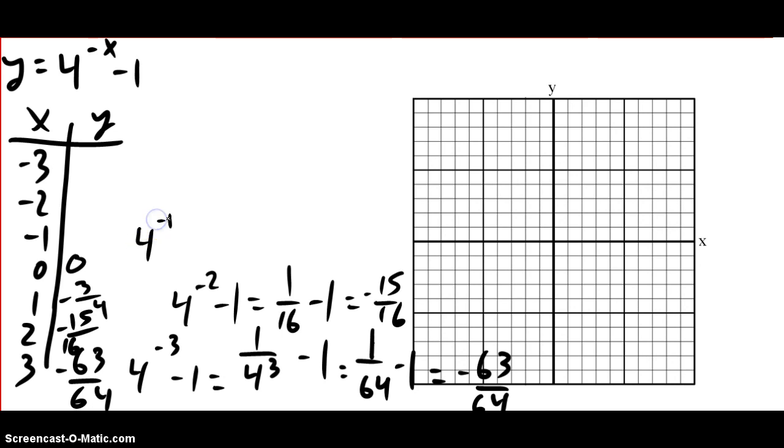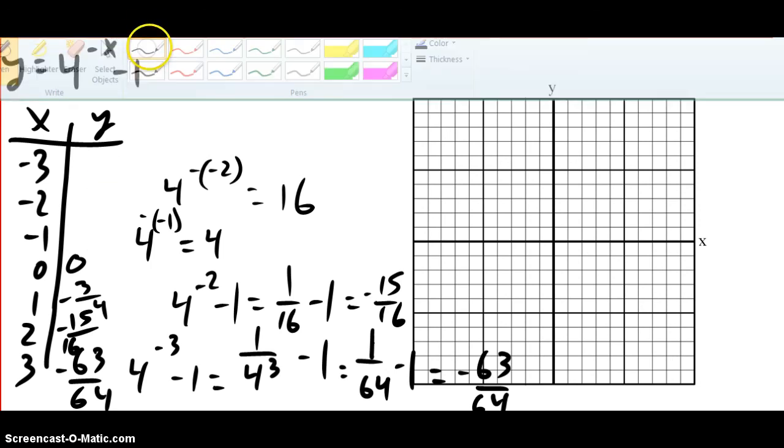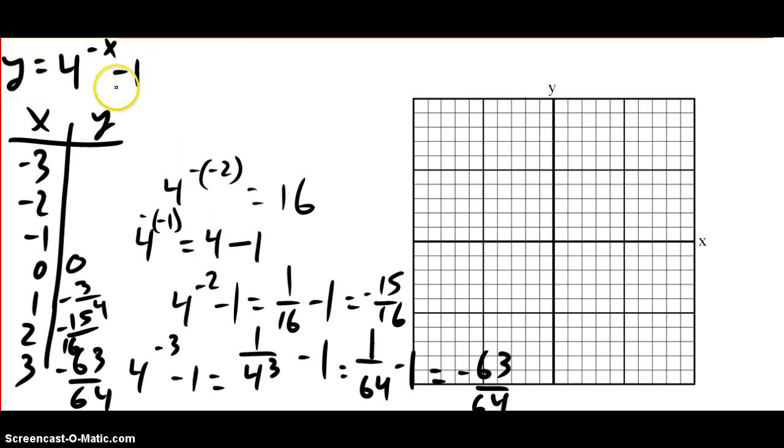This is 4 to the negative 1. But remember, that's negative 1. Negative 1 would just be 1. So it's 4 for the first. This one is 4 to the negative 2. So that's 4 squared, which is 16. This is going to be 64. You see these patterns, right? Oops, I made a mistake. Did you catch my mistake? This is 4, but I forgot to minus the 1. So 4 minus 1 is 3. 16 minus 1 is 15. 64 minus 1 is 63.